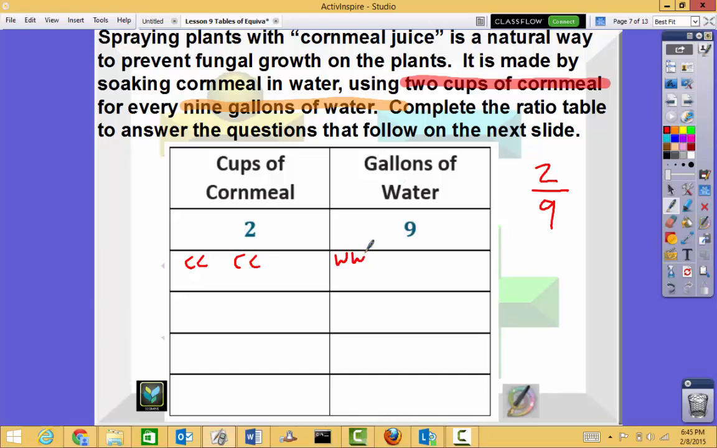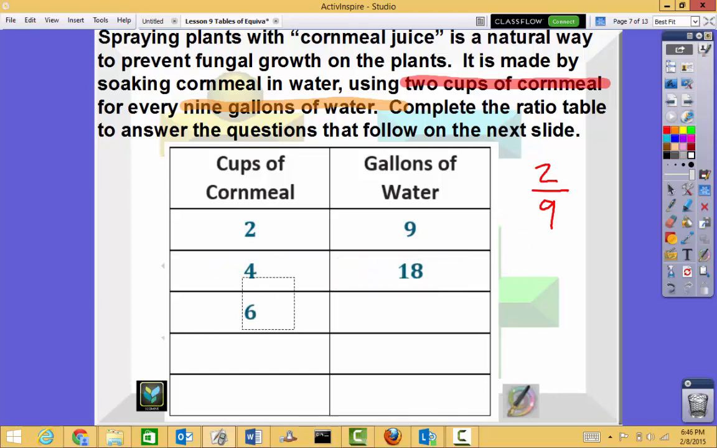So I've started with 2 cups for 9 gallons. 2 cups cornmeal, 9 gallons of water. Then I've added another 2 cups of cornmeal, so I need to add 9 more gallons of water. 1, 2, 3, 4, 5, 6, 7, 8, 9. That makes a total of 18. So 4 cups of cornmeal would need 18 gallons of water.